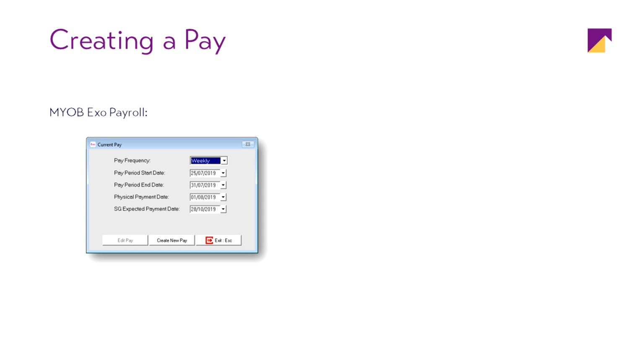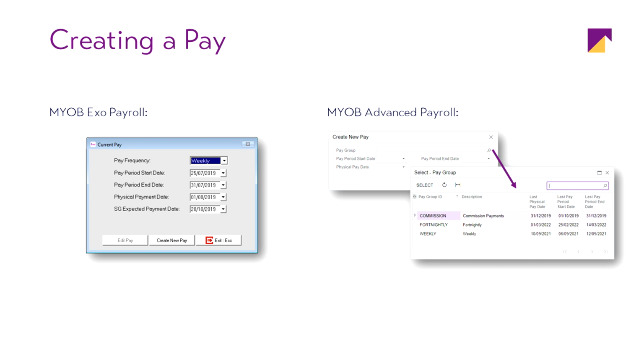When you create a pay in MYOB Exo Payroll, you would select the pay frequency for the pay. Employees with the same pay frequency would be included automatically, with their standard pay copied into the pay. In MYOB Advanced Payroll, you would select the pay group for which you want to create the pay. Similar to MYOB Exo Payroll, employees assigned to the same pay group would be included in the pay, with their associated standard pay copied into the pay.